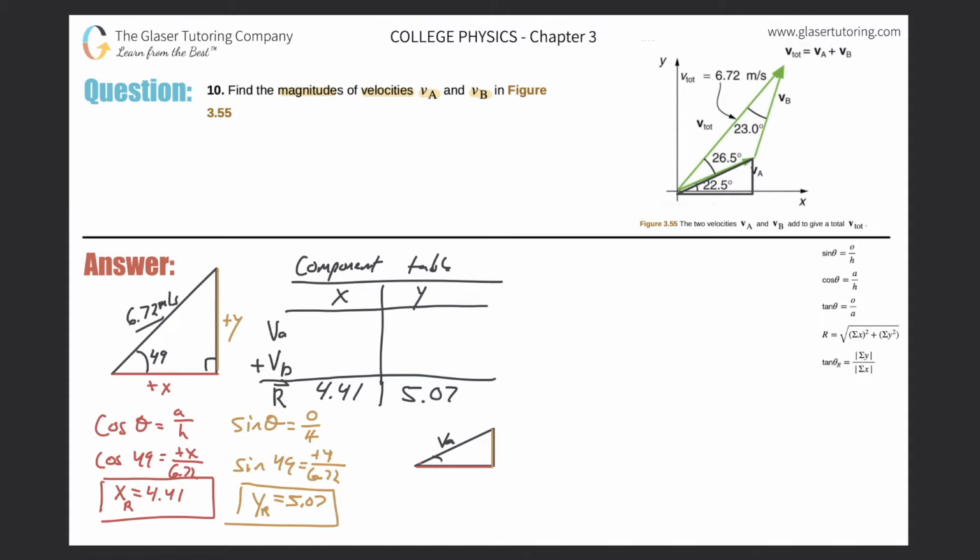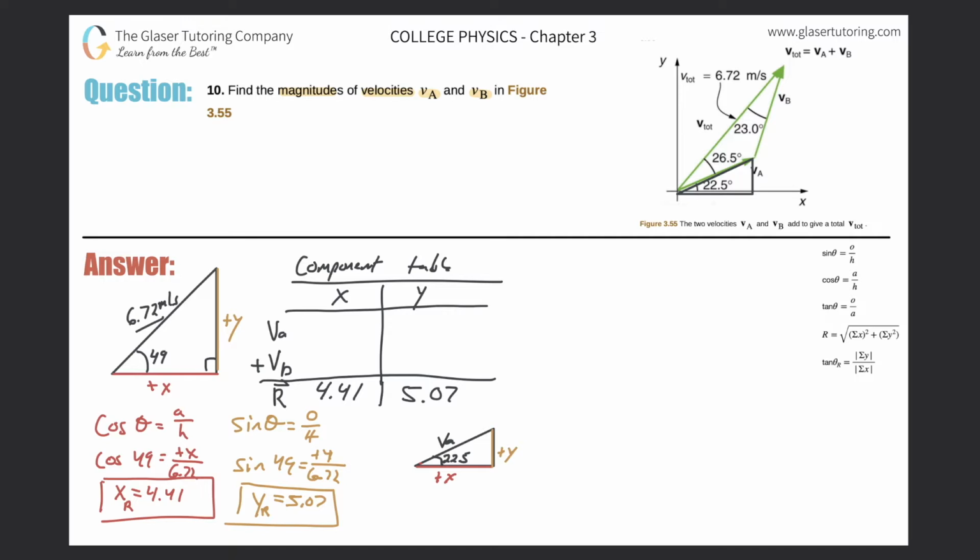I do know something, though, about this particular angle here. And this particular angle, I know that it is 22.5. How did I know that? Just look back at the picture. 22.5 is right in here. Okay, so now, let me label this as my positive X component of vector A. And this is my positive Y component of vector A.